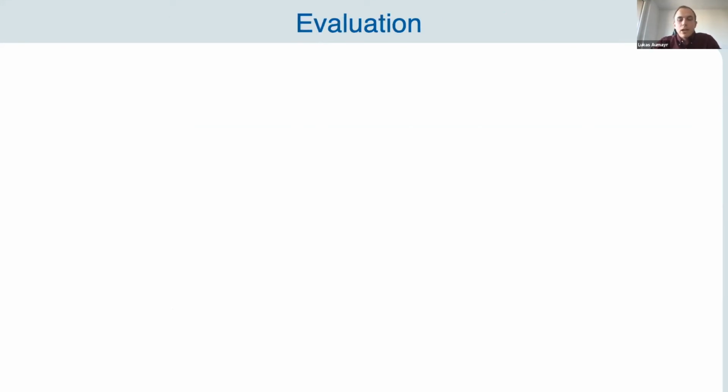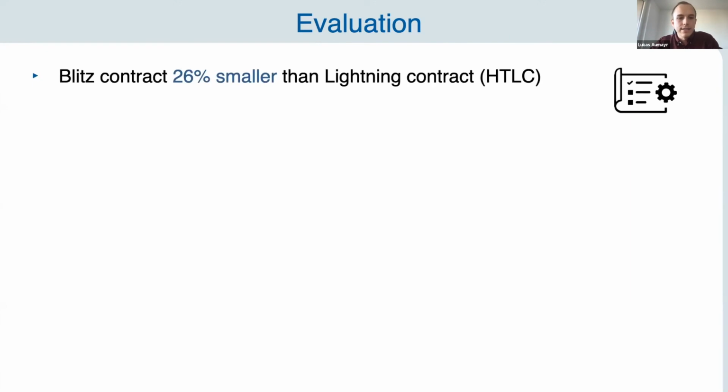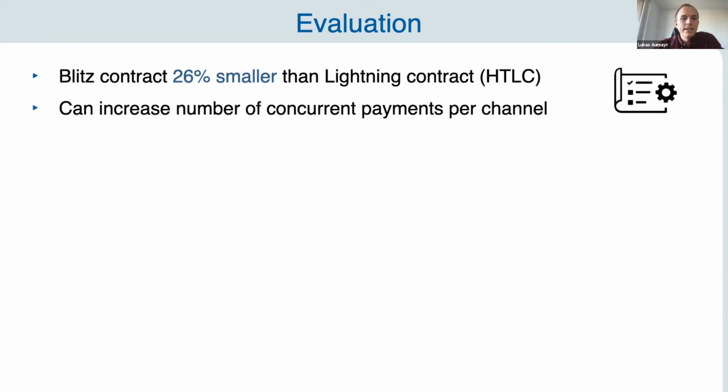So now for the evaluation. We actually did 2 kinds of evaluations. In the first one, we created the necessary transactions for the Blitz payments. And we actually noticed that the contracts used in Blitz are 26% smaller than the Lightning contracts, or the HTLCs. And this can lead to an increased number of concurrent payments per channel.